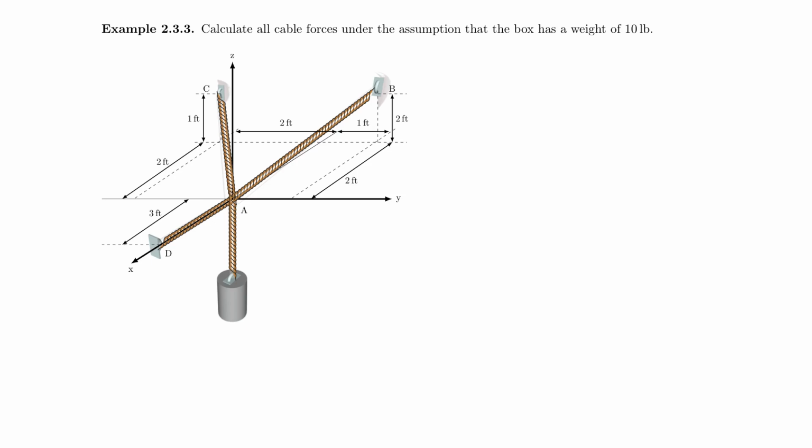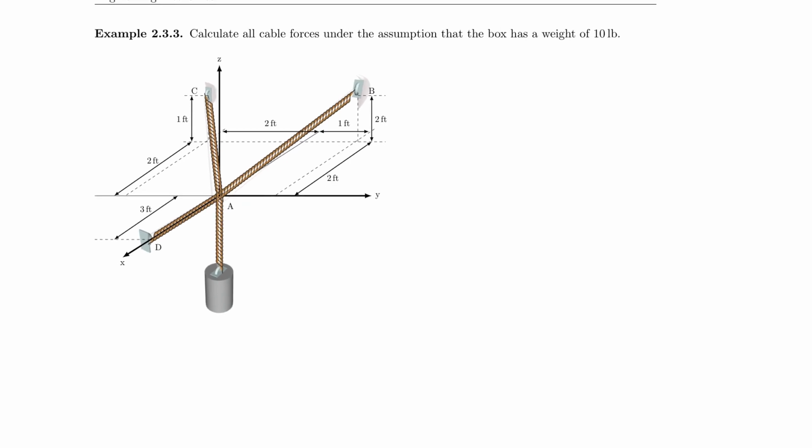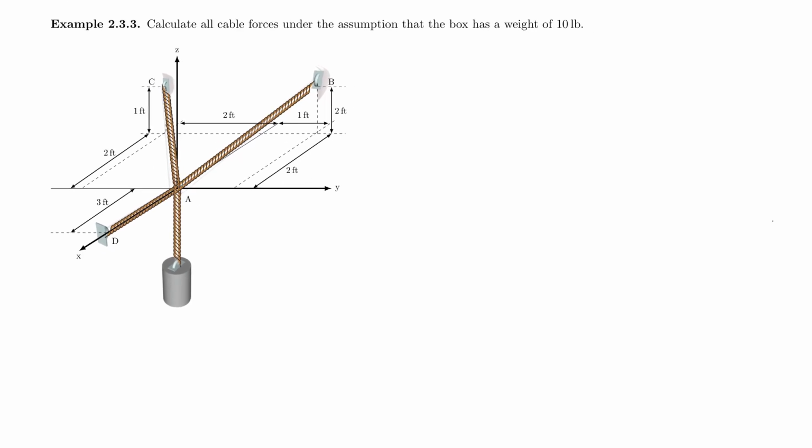So let's just go ahead and write out our equations. And I start with my conditions. Sum of the forces in X is equal to 0. Sum of the forces in Y is equal to 0. And sum of the forces in Z is equal to 0. And my directions are positive as described here. And now I can get started.